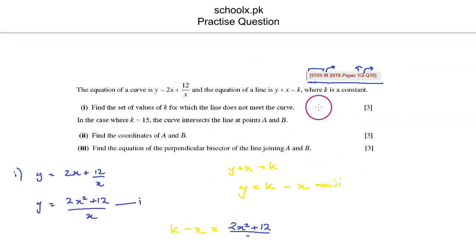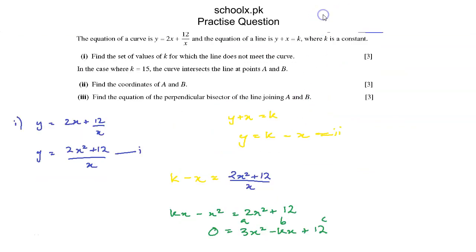Now moving on to part 2. It says that in the case of k equals 15, the curve intersects the line at points A and B. Find the coordinates of A and B. So we'll equate the line and the curve after putting the value of k as 15, and we'll find the coordinates of A and B.